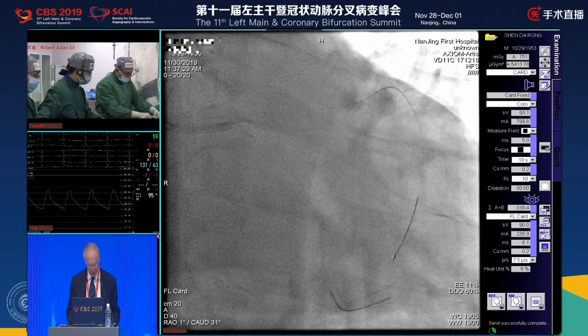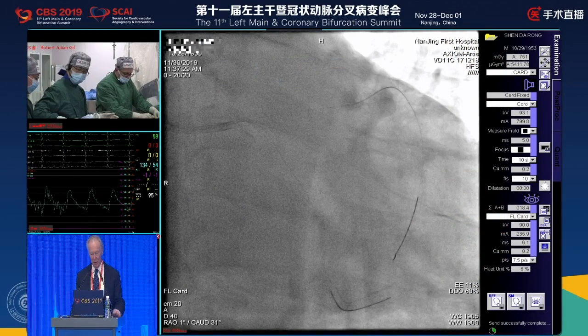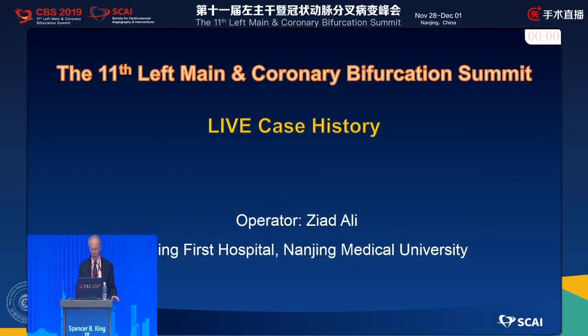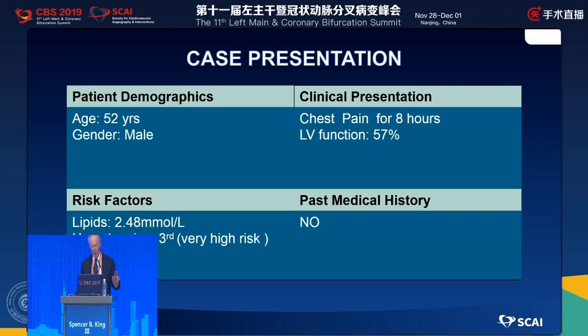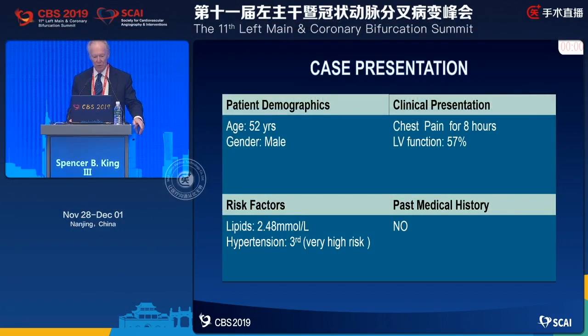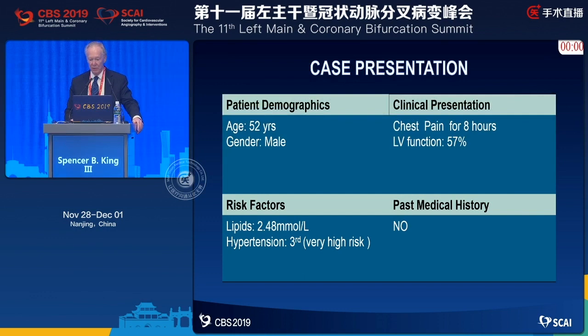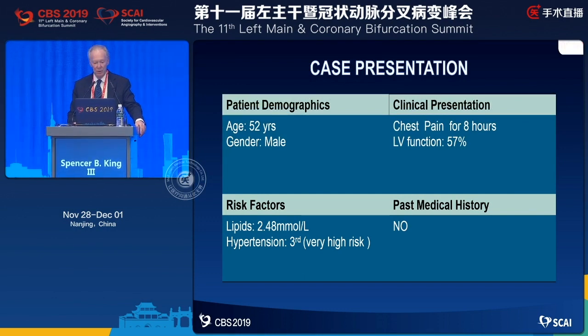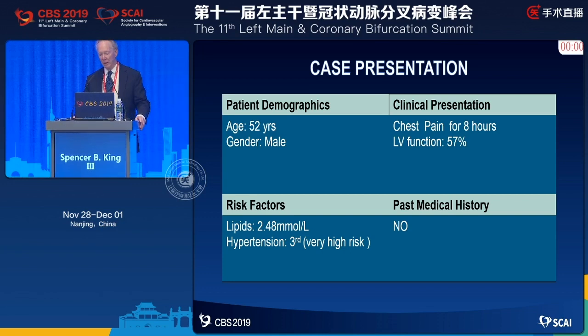They're doing over there. Let me show you that other patient. Dr. Ali is going to be doing the other one. So here's the history on that one. The other patient is a 52-year-old male with chest pain, quite recent, it says. LV function is 57%. You see the lipids, there's some hypertension, and there's nothing before this. So apparently this is new onset of chest pain.